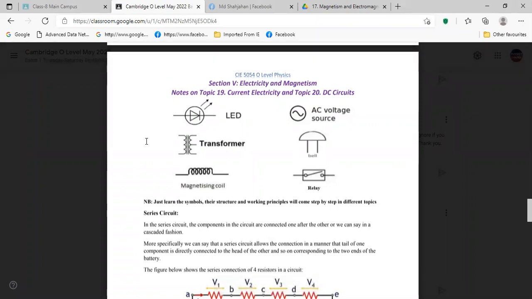Have you understood? Yes, sir. Okay. Now we are going to discuss series and parallel circuit. First, series circuit.